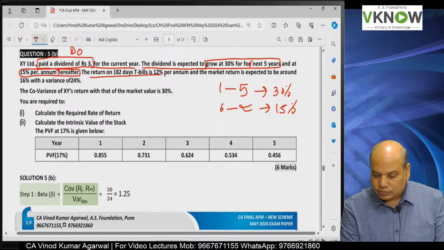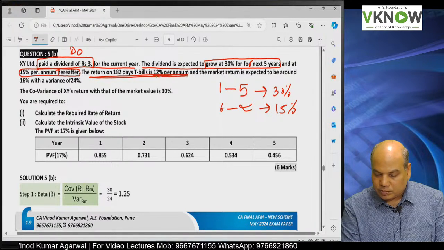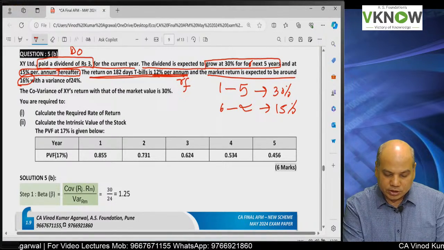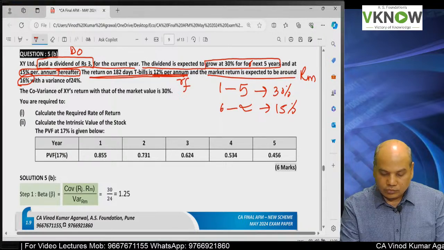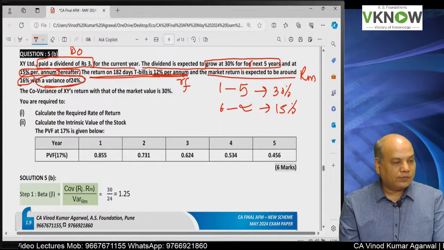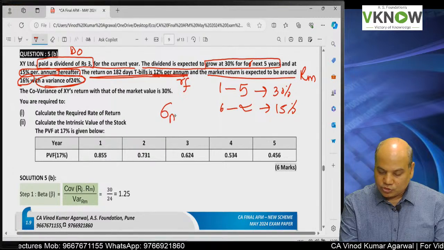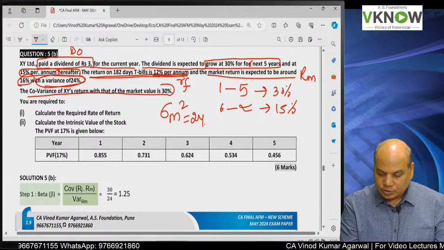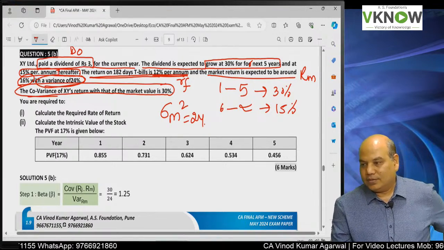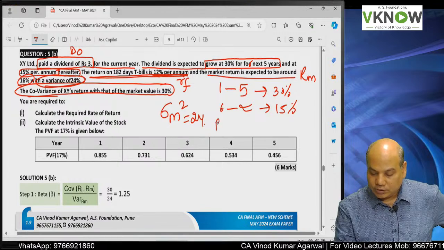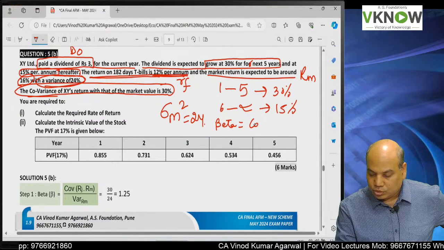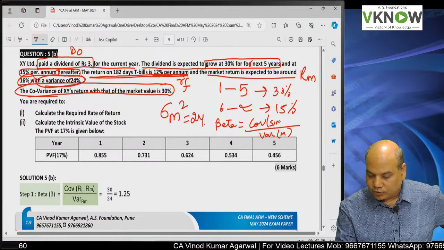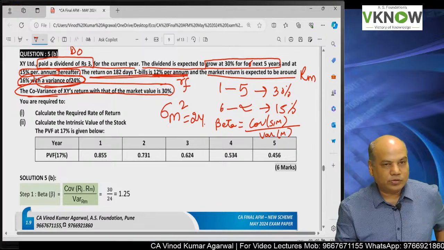Now they have given you the return on 182 treasury bill is 12% per annum. This is called risk-free return, and the market return is expected to be around 16%. This is RM. Variance of the market portfolio is 24%. This is sigma m square, 24%. Covariance of return with the market is 34%. So you should know how to compute beta. Beta is equal to covariance with the market upon variance of the market portfolio. Have you learned this? If yes, you can solve it.